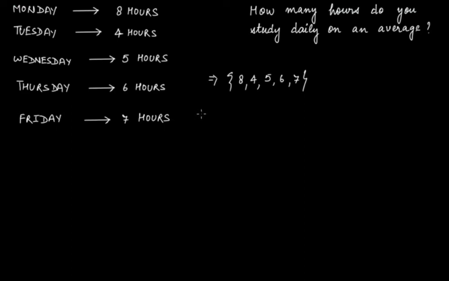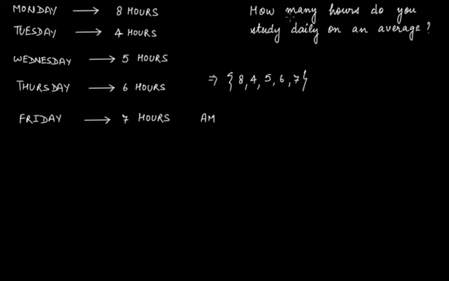So if you want to calculate the arithmetic mean, and that's what is asked here, how many hours do you study daily on an average, right? This is the importance of calculating average. That's why we also say that average is also known as representative value, because without average, without representative value, a given data set is nothing.